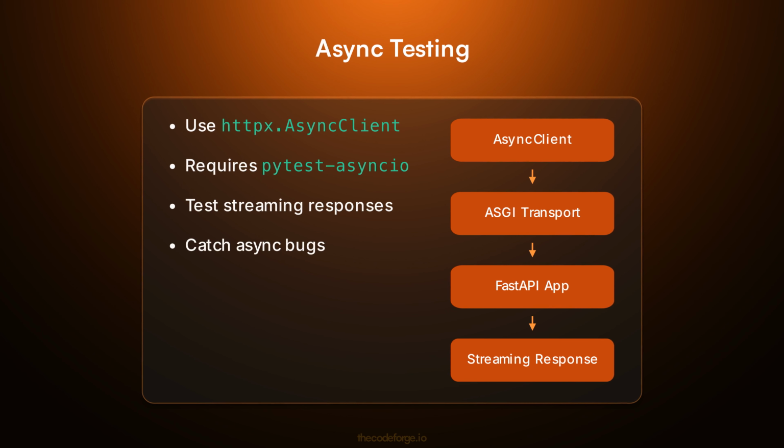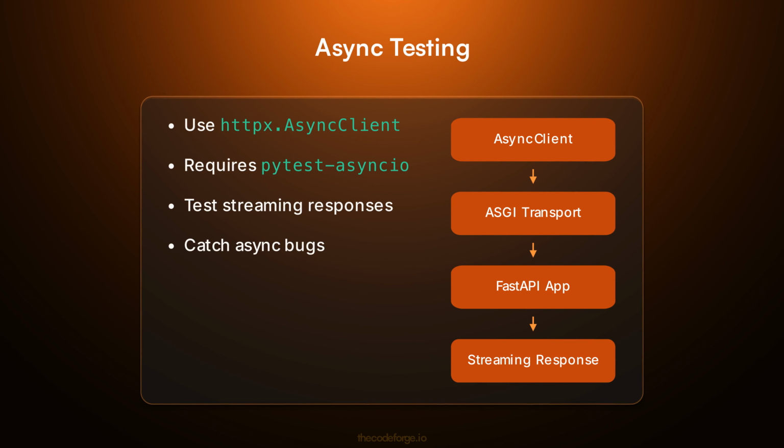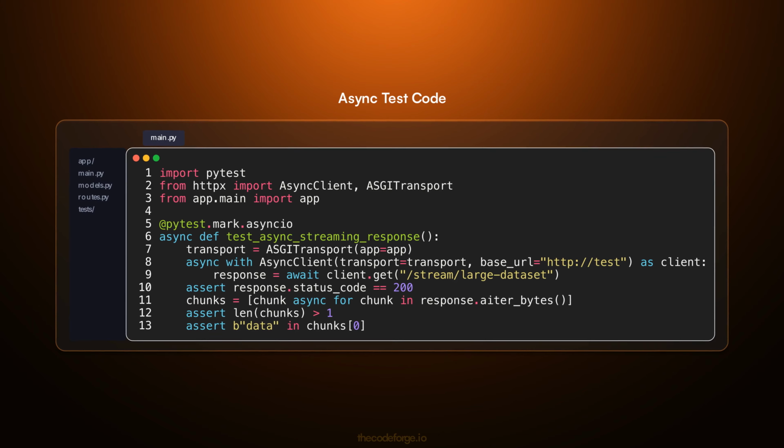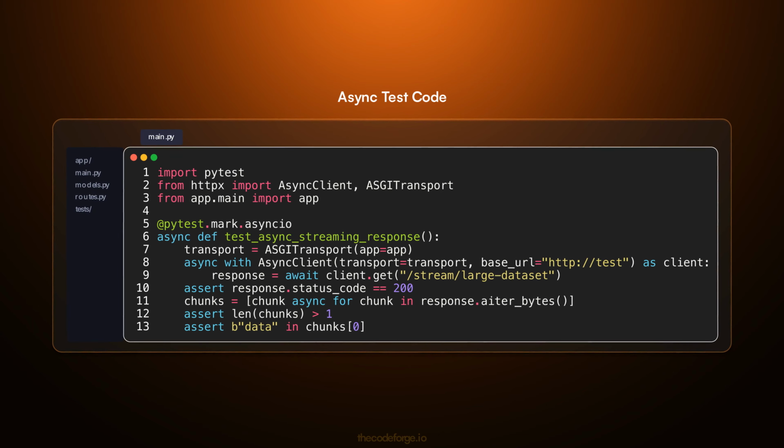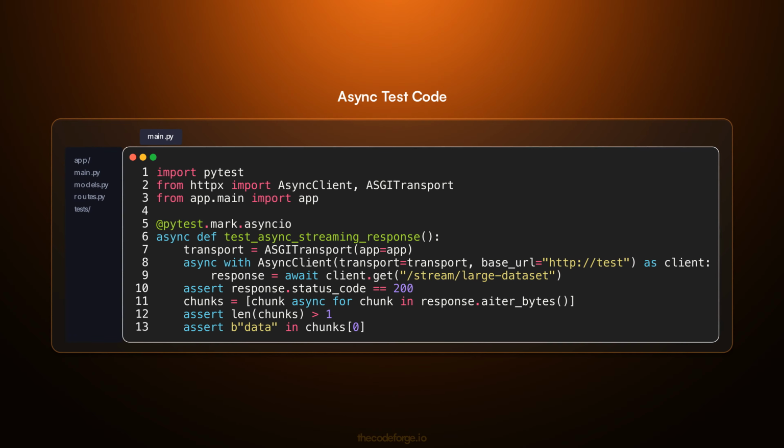FastAPI is async first. For testing async endpoints like streaming or background tasks, you need httpx AsyncClient wired to your app through an ASGI transport. Here we test an async streaming endpoint. We use AsyncClient with an ASGI transport, and we verify that the response is actually streamed in multiple chunks.